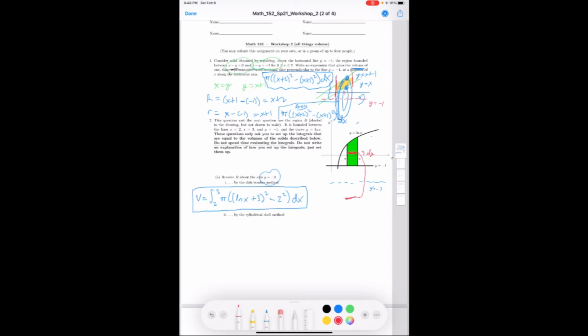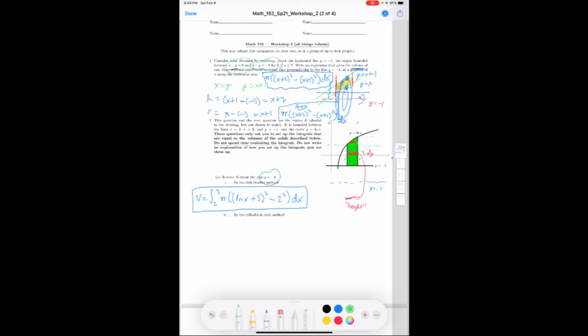And the other thing to note here is that the height of the shell, or what I'm calling here the quote height, because it's really on its side, is going to be defined by the distance between this vertical line x equals 3 and this vertical line x equals 2, but only until you get to this point here, at which point the right side of the region is x equals 3, but the left side of the region is this curve.